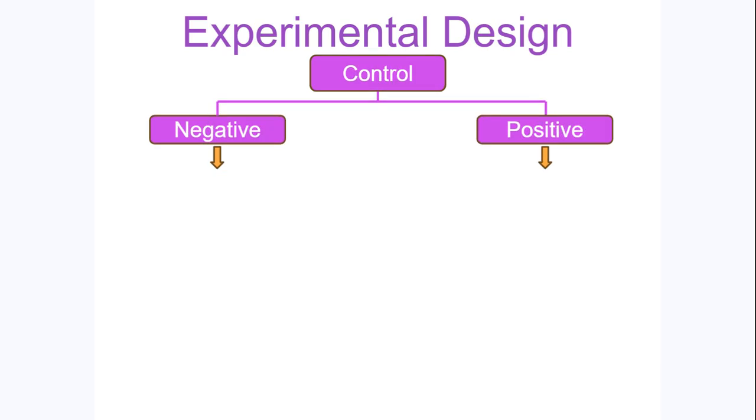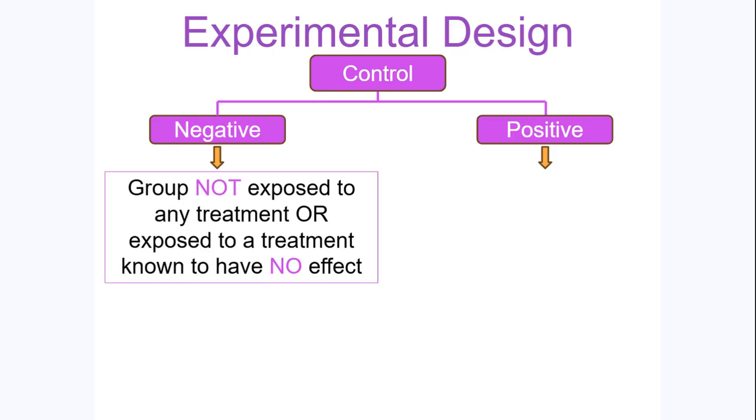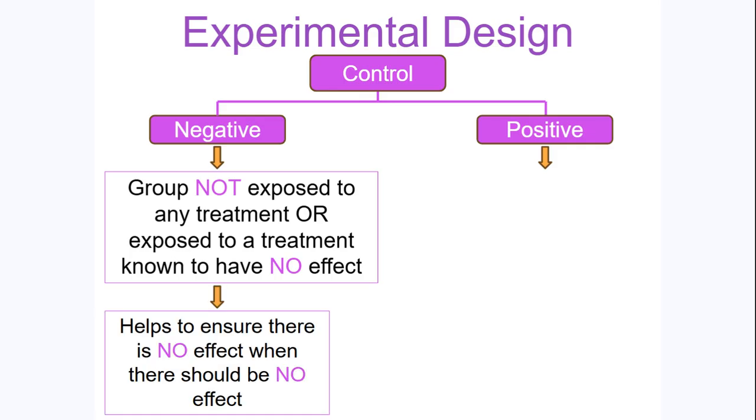Now, within the controls, there's 2 different ones. There's a negative control. It's a group not exposed to any treatment or exposed to a treatment known to have no effect. So if we're talking about bacteria, which is what I studied, that's what my degree is in, in microbiology, we often use no antibiotics as a negative control when we're determining if a bacteria is susceptible to an antibiotic. Water is a really good one as well because water tends to have no effect. Or you could just say the word buffer as well.